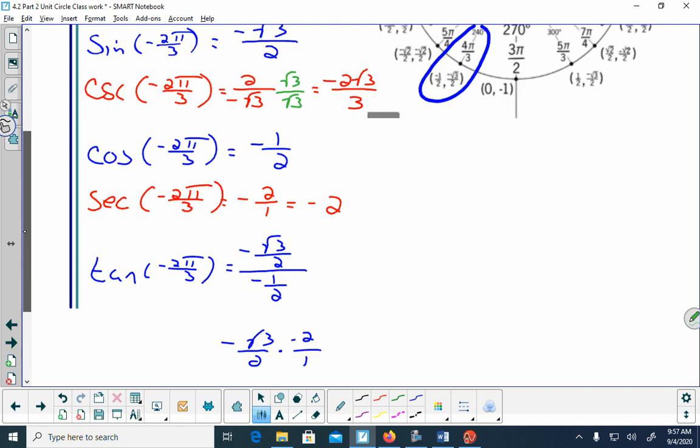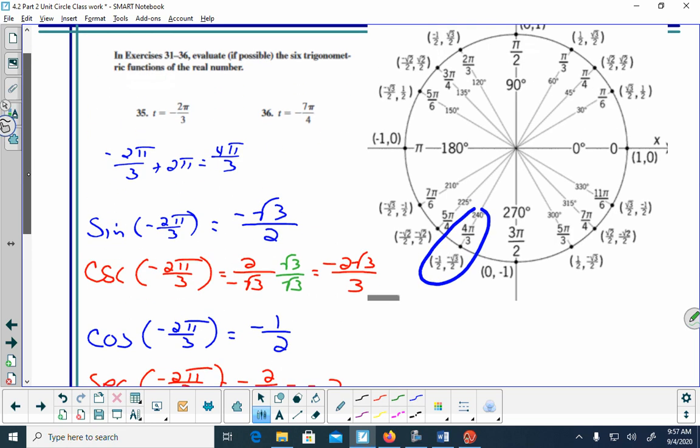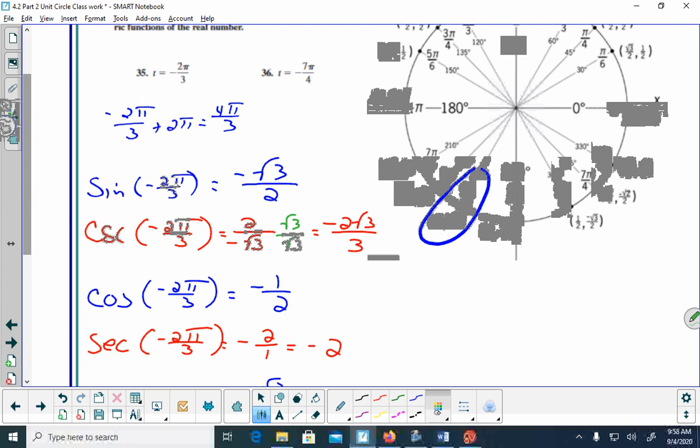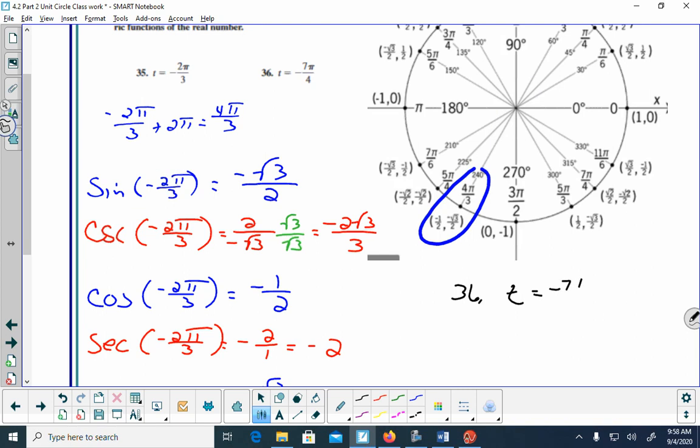So that was 35. Now I'm going to do 36. I'm going to copy 36 down here. So 36 is t is equal to negative 7 pi over 4. Again, don't like that because it's negative, so I'm going to take negative 7 pi over 4, add 2 pi, and when I do that, I end up with pi over 4.